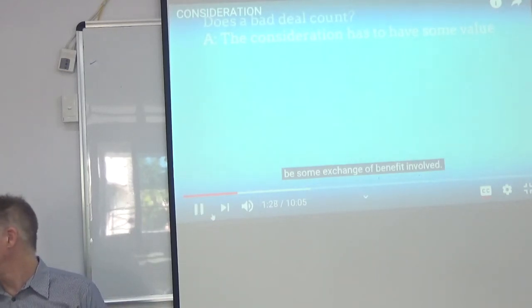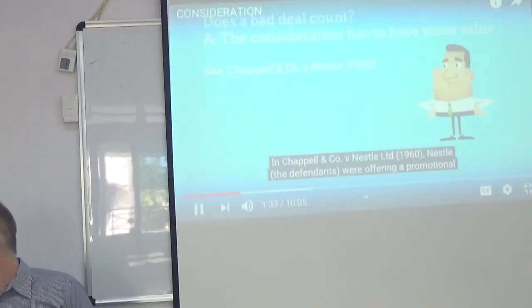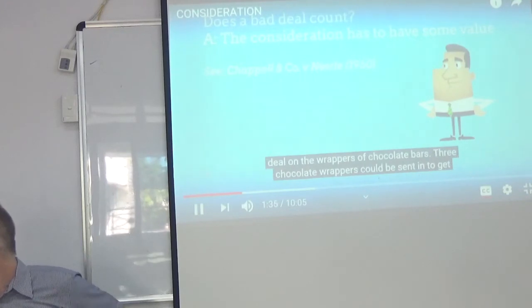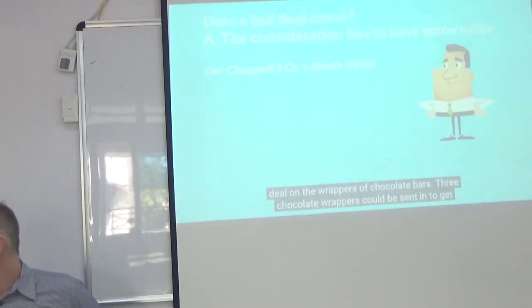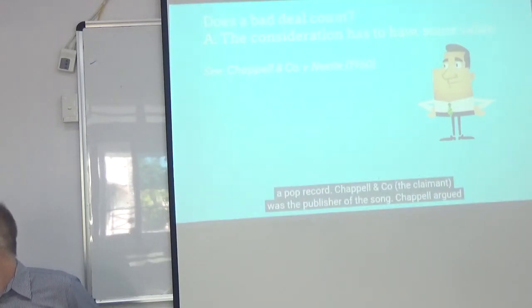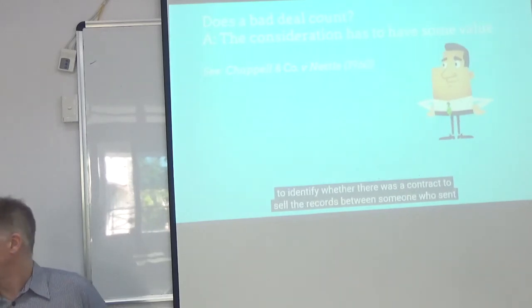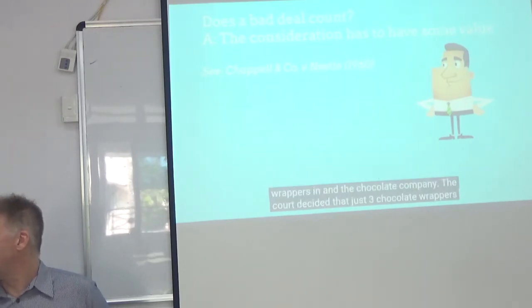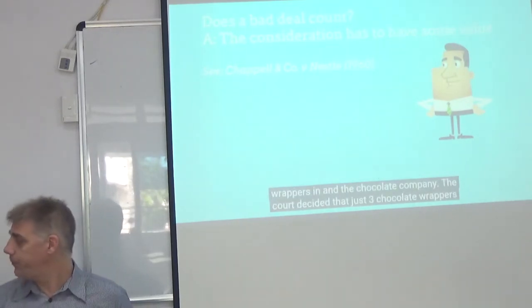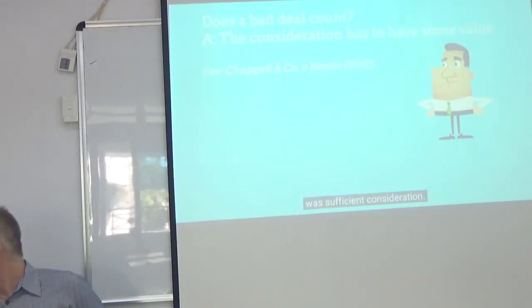Yeah. So, in Chapel & Company and Nestle Limited, Nestle, the defendants, were offering a promotional deal on the wrappers of chocolate bars. 3 chocolate wrappers could be sent in to get a pop record. Chapel & Co., the claimant, was the publisher of the song. Chapel argued that they were entitled to copyright royalties from Nestle. To decide the case, it was crucial to identify whether there was a contract to sell the records between someone who sent wrappers in and the chocolate company, Nestle. The court decided that just 3 chocolate wrappers was sufficient consideration.